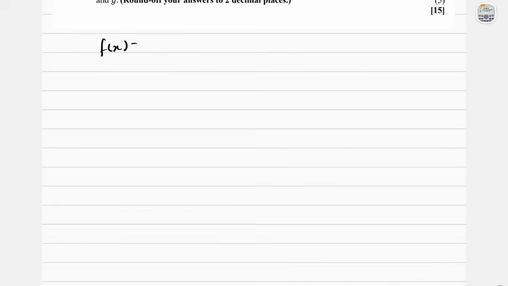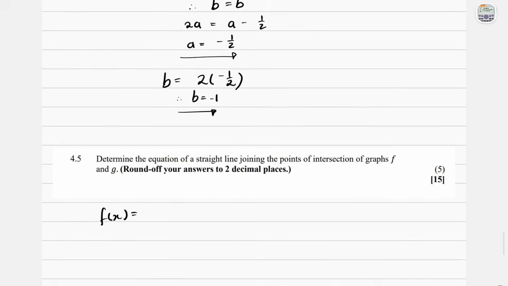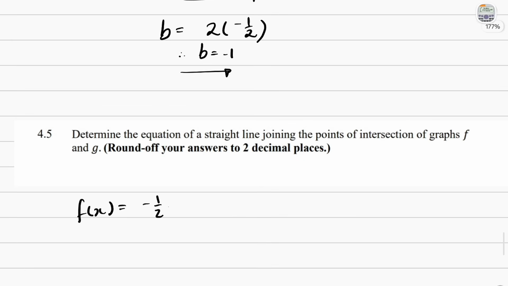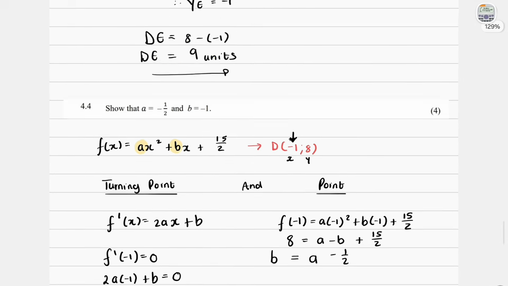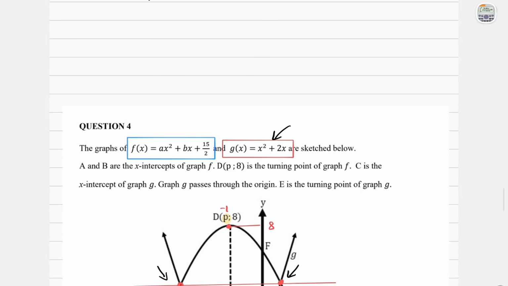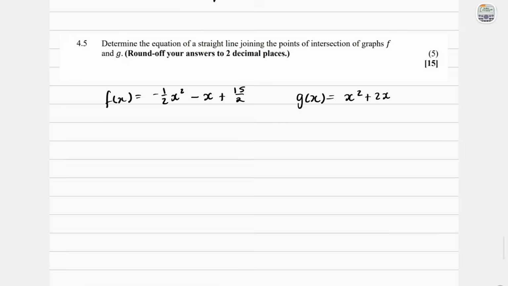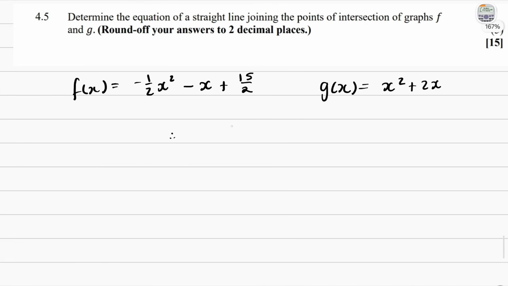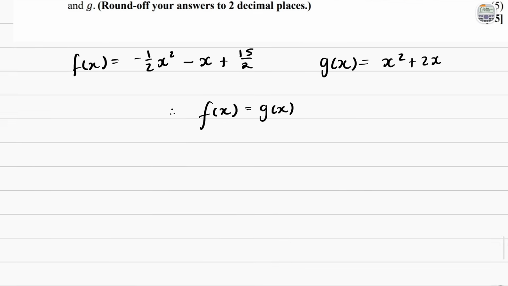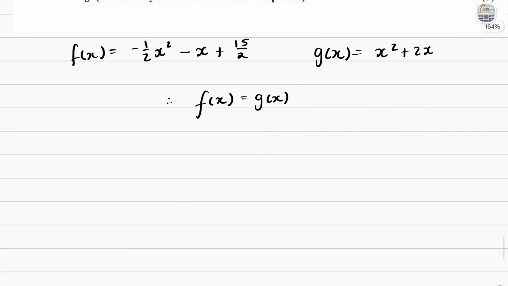Okay, so f of x is now equal to, because a is negative a half, negative a half x squared, then minus 1, which is negative x, and then that 15 over 2 that we had there. Okay, so then plus 15 over 2, and then we rewrite g that we have. Now we can go ahead and equate these. So we'll say f of x is equal to g of x, and this will solve for x. It will tell us the x values at which they are exactly the same.